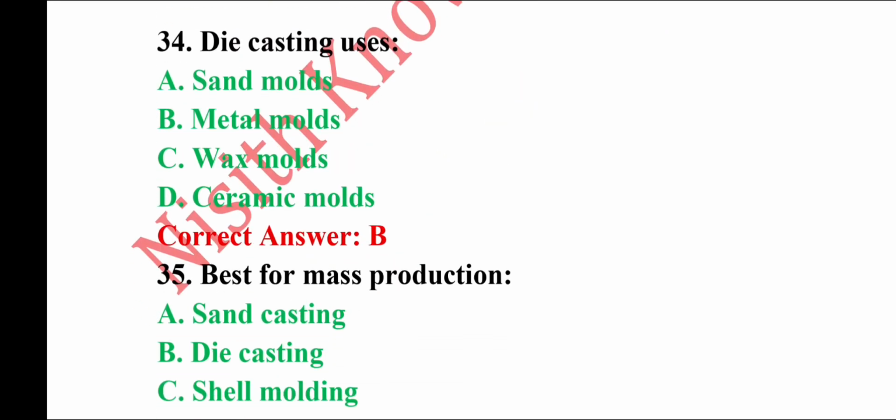Question number 34: die casting uses. The options are sand molds, metal molds, wax molds, or ceramic molds. The correct answer is B, that is metal molds.